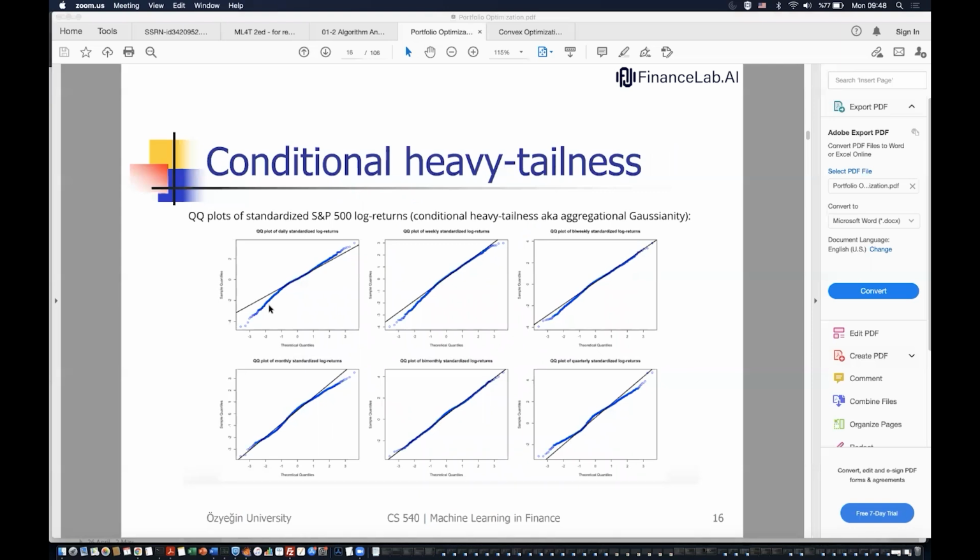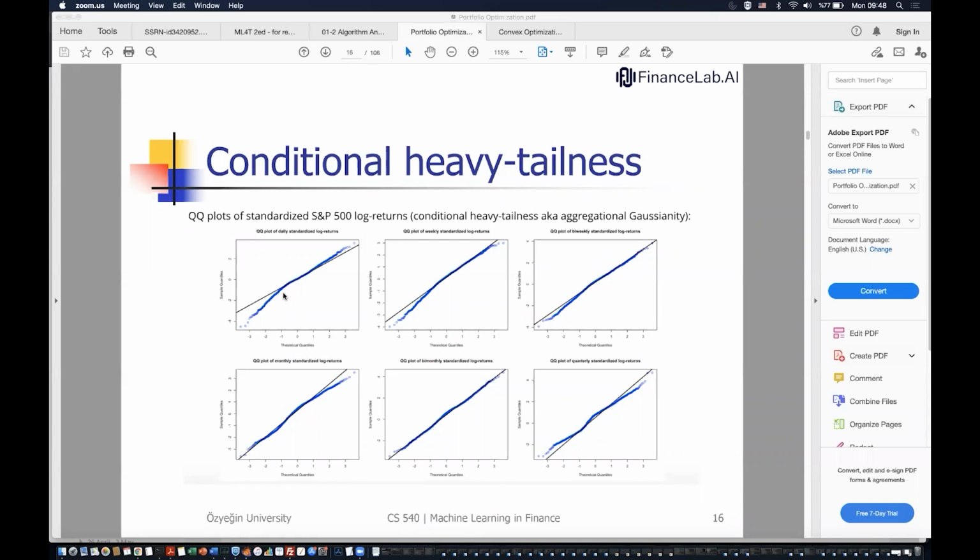So again, if you look at the QQ plots, which plot the theoretical and sample quantiles for daily, weekly, bi-weekly, monthly, bi-monthly, and quarterly standardized log returns, these are the standardized log returns where we remove the impact of the volatility clustering. We still tend to see some heavy tailness. In this case, it is more apparent in the daily data compared to the quarterly case.